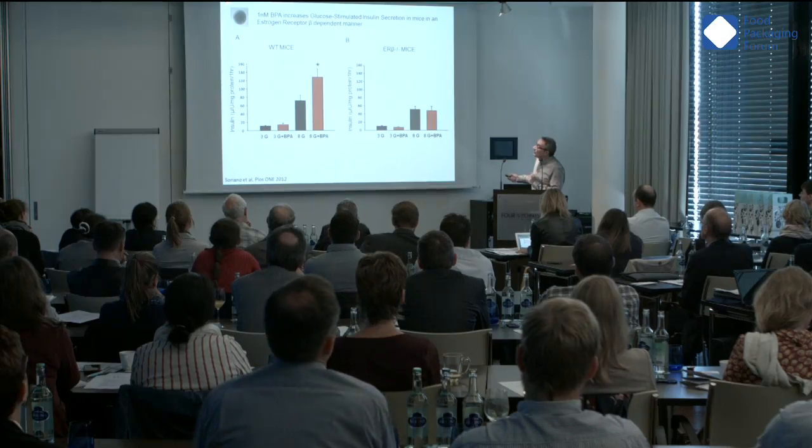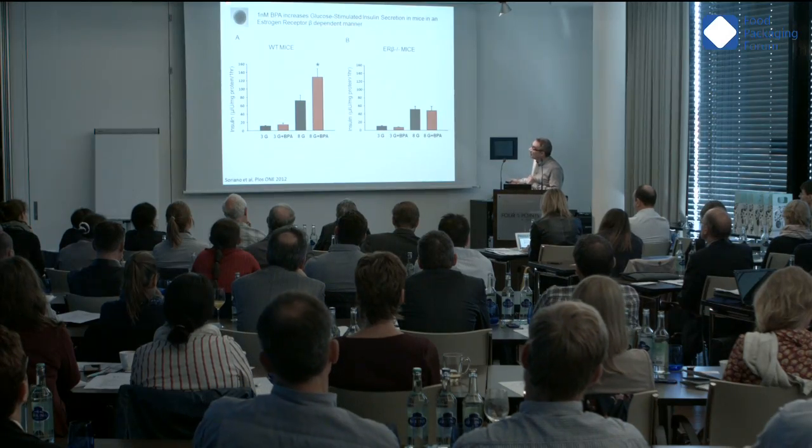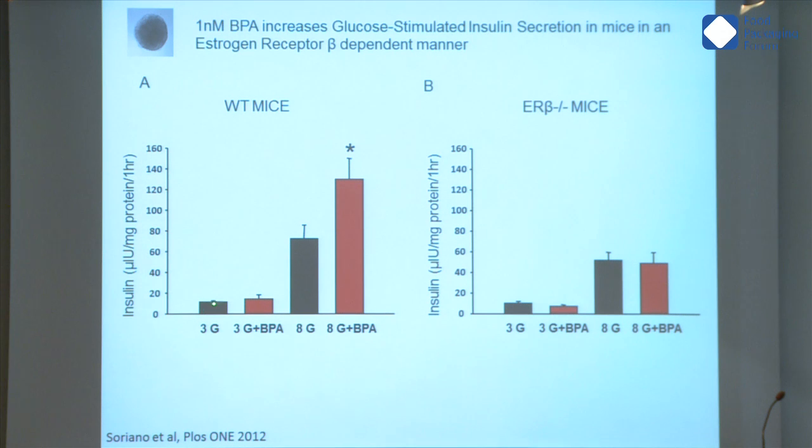And if now we go to measure insulin release. This is insulin release, and this is with 3 millimolar glucose, low glucose, we have no effect. Stimulatory glucose concentration, 8 millimolar glucose, increase in insulin, and 8 millimolar glucose plus 1 nanomolar BPA, we have a high increase in only 1 hour, twice the amount of insulin being released, and completely dependent on ER beta. It doesn't happen in islets from ER beta knockout mice.